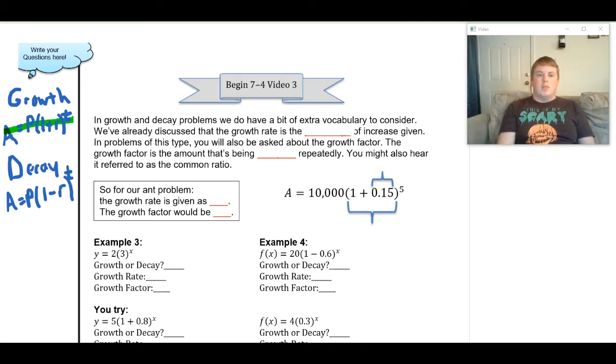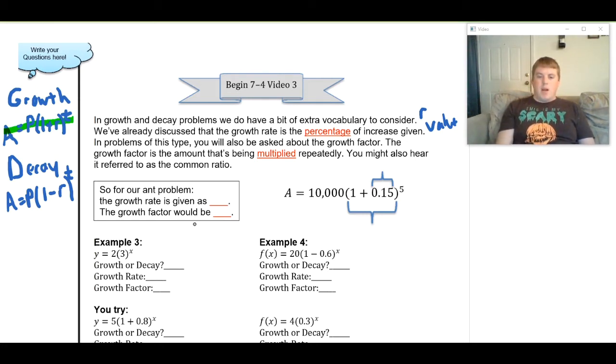Now, like I said, we're going to focus on some of the vocabulary in this lesson. It can get a little bit confusing because the words are very similar. We've already discussed that the growth rate is the percentage of increase given. That is going to match the r value that we have been using in these problems. But something with a very similar name is the growth factor. This is the amount that's being multiplied repeatedly. You may also hear it referred to as the common ratio. Remember back to our geometric sequences, we talked about the common ratio quite a bit. But the difference between the two is the r value is just the percentage. The growth factor is the 1 plus that percentage.